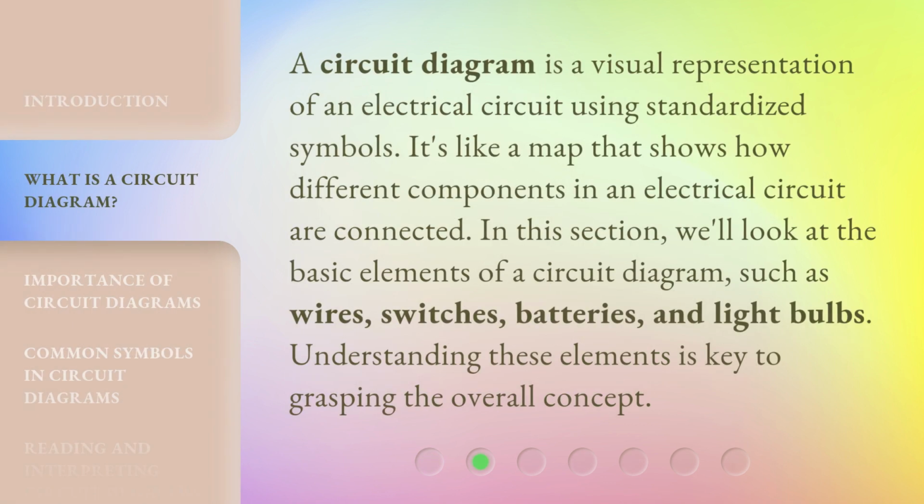A circuit diagram is a visual representation of an electrical circuit using standardized symbols. It's like a map that shows how different components in an electrical circuit are connected. In this section, we'll look at the basic elements of a circuit diagram, such as wires, switches, batteries, and light bulbs. Understanding these elements is key to grasping the overall concept.